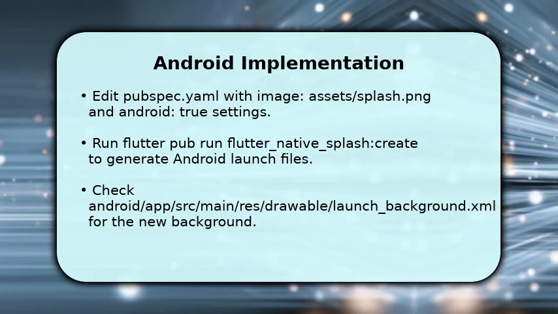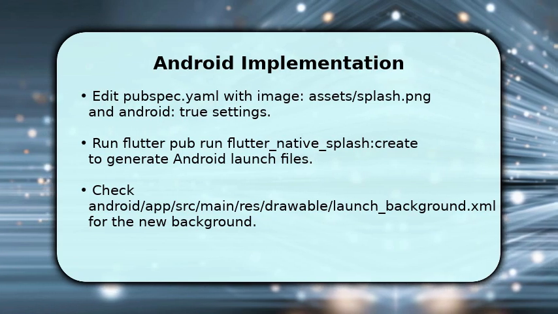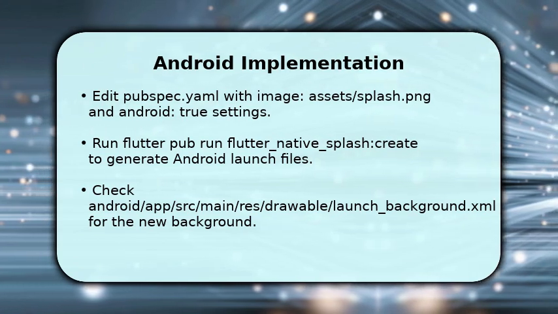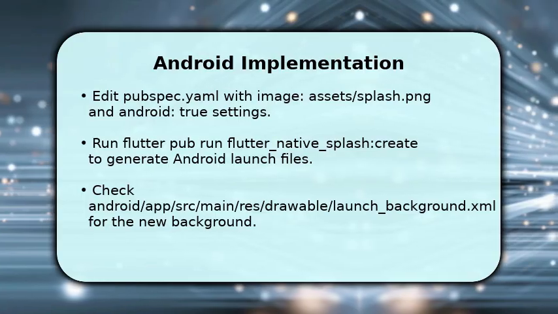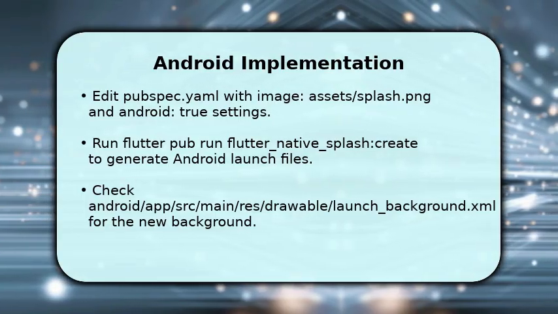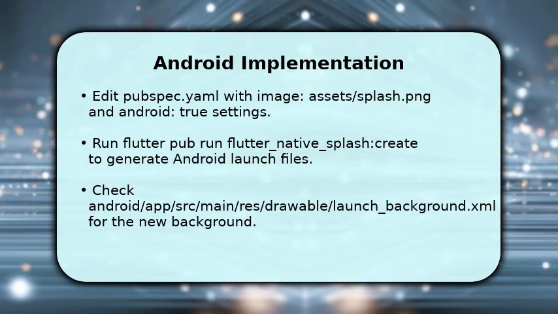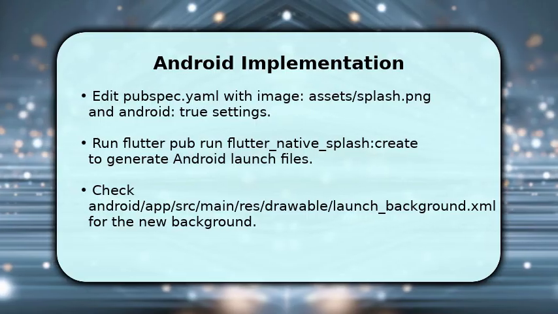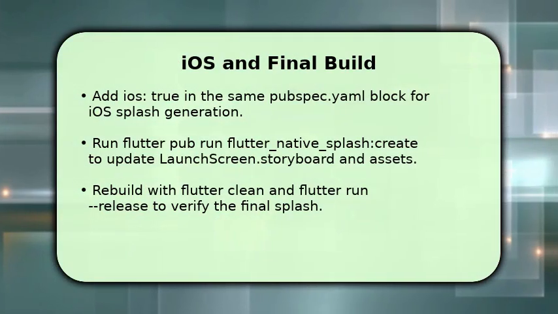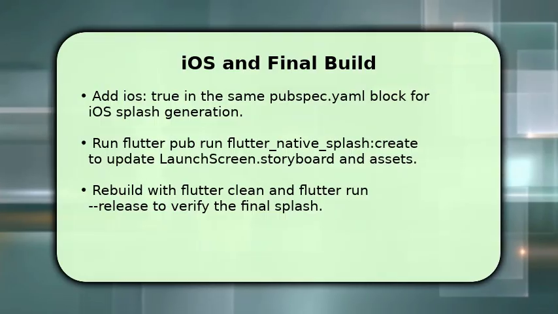Inspect android/app/src/main/res/drawable/launch_background.xml and android/app/src/main/AndroidManifest.xml for applied changes. Rebuild the app and enable iOS support by adding ios: true in the pubspec.yaml splash configuration.